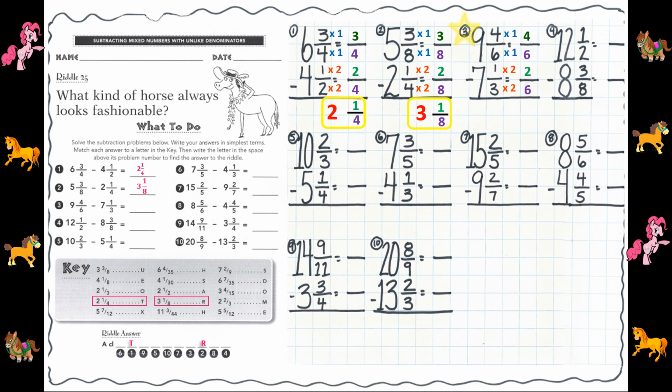I keep 6 as my common denominator. 4 take away 2 is 2. I can reduce this fraction by dividing by 2. 2 divided by 2 equals 1, and 6 divided by 2 equals 3. Now it's time to subtract my whole numbers. 9 take away 7 equals 2. The answer to question number 3 is 2 1/3. 2 1/3 matches with the letter O. So where I see 3 below in my riddle answer, I'm going to write O.